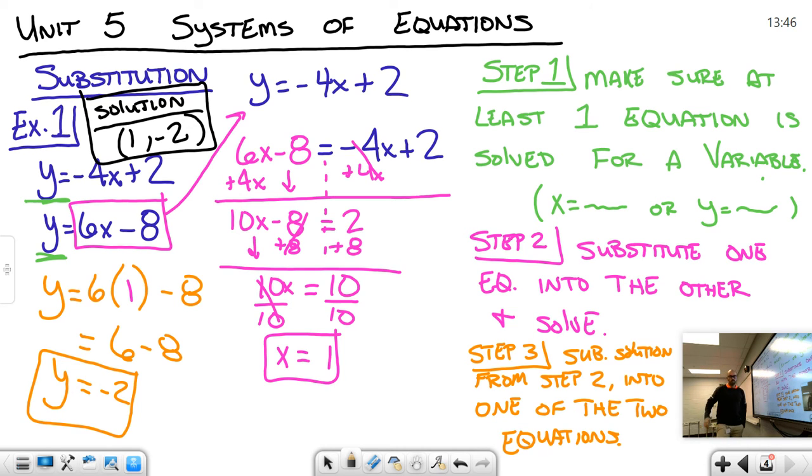So what does that mean? Well, that means if I were to graph these two equations, they would intersect at 1, negative 2. That's what would happen there. I'll give you guys a second. We'll do one more together, then we'll move on to the next part.